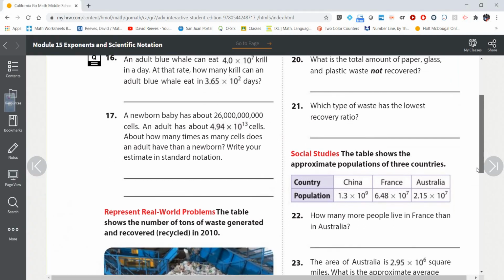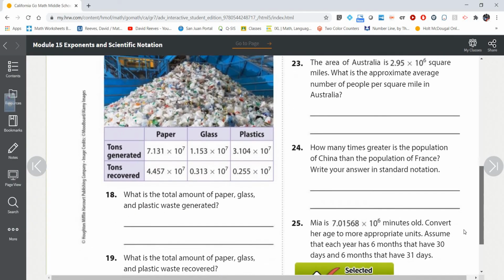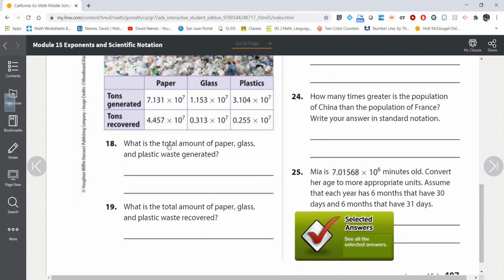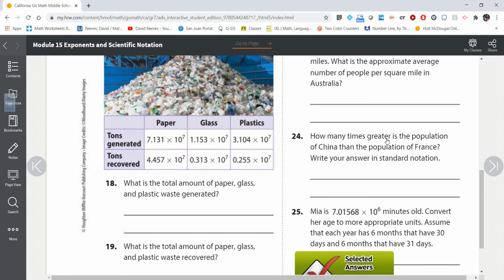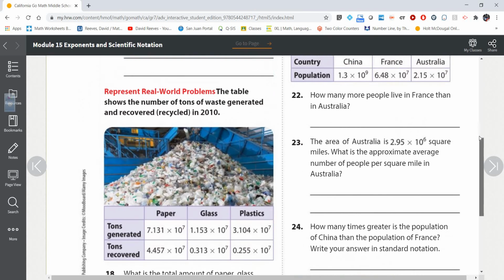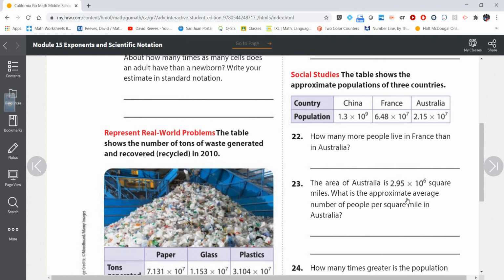All right, let's take a look at these last problems and see if there's any new vocabulary. So here's total. That means we're going to add. Here's total. That means we're going to add. How many times greater? That means we're going to what? Divide.